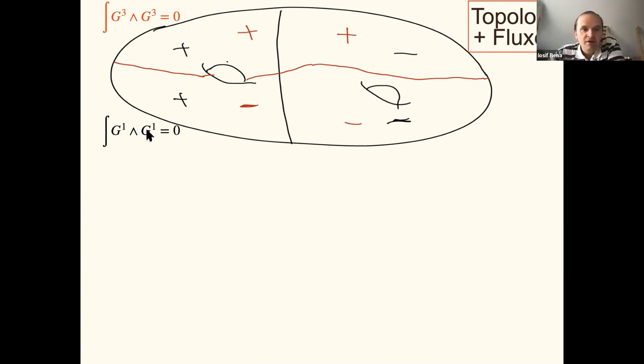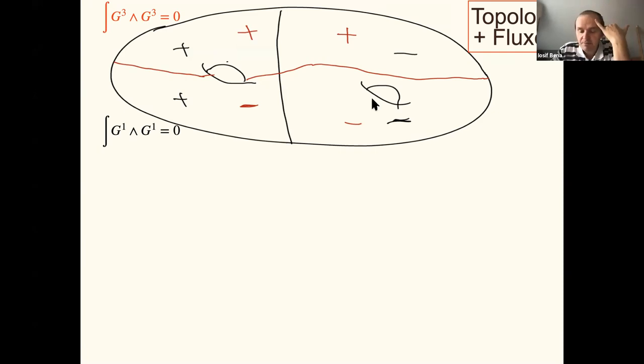Perfect, perfect. If I look at the second integral, again, G1, the black integral, G1 wedge G1, again, I have the black line in the middle. Of course, I can have a more complicated system, but this is just the minimal thing I need to have. An integral which is zero of a finite quantity means that at least one place is going to be plus and one place is going to be minus. So G1 wedge G1 is going to be positive here and negative here.